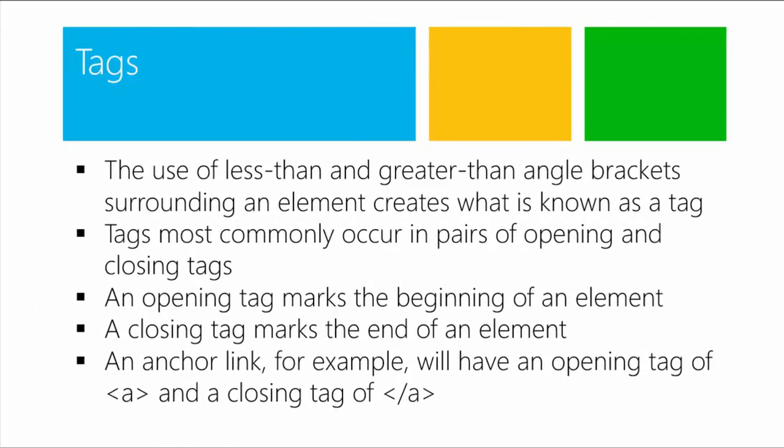The next important concept in HTML is tags. The use of less than and greater than angle brackets surrounding an element creates what is known as a tag. Tags most commonly occur in pairs of opening and closing tags. So whenever there's an opening tag, there has to be a closing tag. An opening tag simply marks the beginning of an element. A closing tag marks the end of an element. As an example, an anchor link, for example, will have an opening tag of A within the angle brackets and a closing tag of /A within the angle brackets. And these brackets are sometimes interchangeably referred to as less than sign or greater than sign, so you ought to keep that in mind as well.